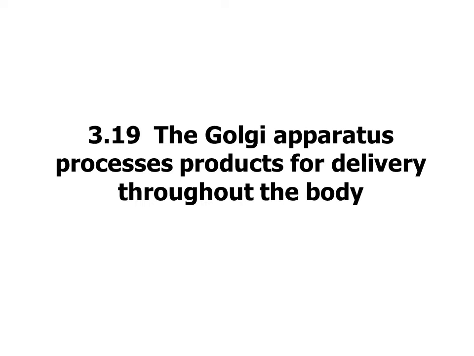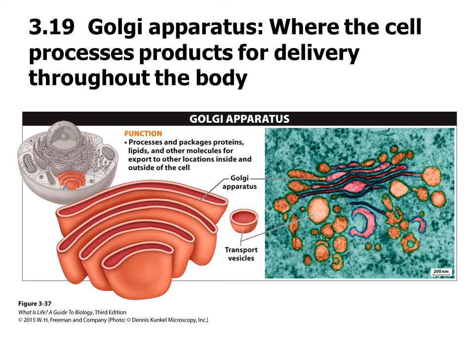Next is the Golgi, and it processes products to transport throughout the body. I like to think of it as the UPS of the cell. You can see all of these little round circles on the microscope image on the right. There's these round circles of different sizes. Those are vesicles. So those are like the packages that are coming into the UPS or getting shipped out of UPS.